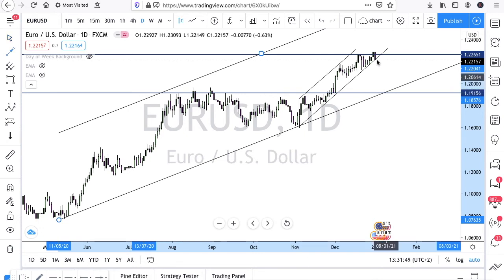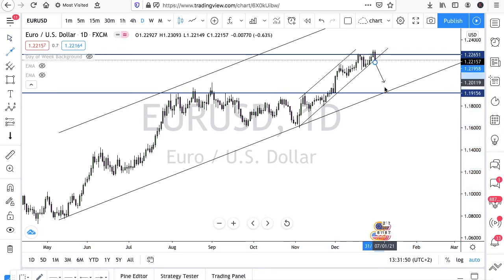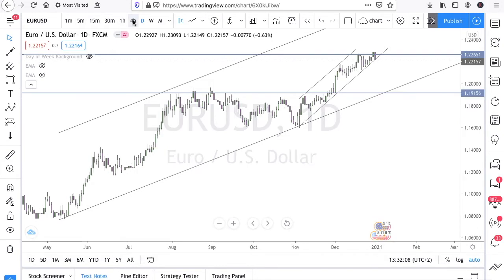So price can break out of this and come test this level. Depending on how the market opens today, we can see some selling opportunity here. But if it does break above 1.2266, then we're continuing with the bullish trend and we'll continue making highs. So we'll drop down to a lower time frame just to see things clearly.